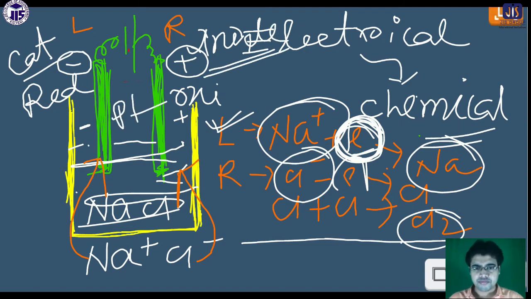So what happened here? First of all, we are supplying some electricity from the outside. Then we are using platinum as an inert electrode. Then we are getting some kinds of reactions. So what is the meaning of that? The electrical energy is converted to chemical energy, and that means it is an example of an electrolytic cell.